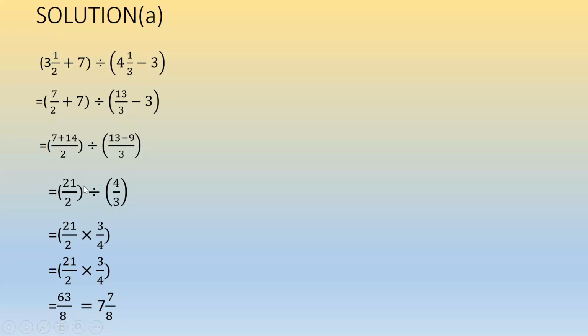Then now you have division, and we know that division has to be changed to multiplication. And then your second fraction is reciprocated. So you have 21/2 times the reciprocal, which is 3/4. And then you have 21 times 3, and 2 times 4, which will give us 63/8. And that is the same as 7 whole number 7/8. I hope you all had it right. That would be very good if you had it all right.